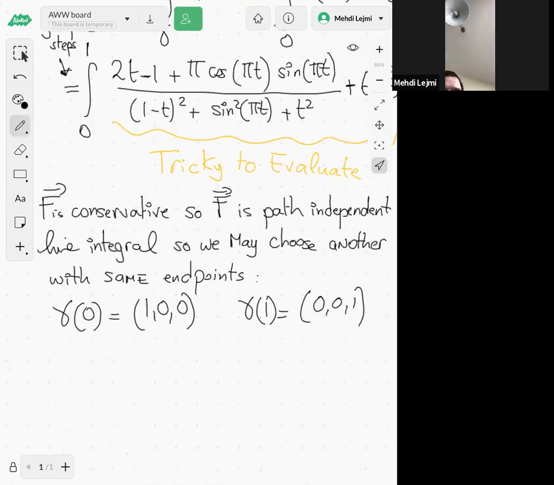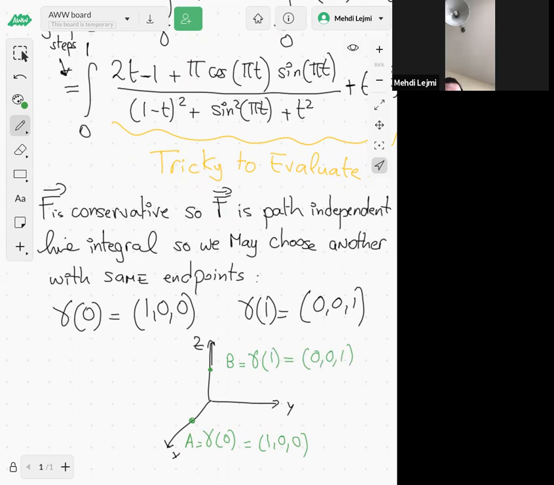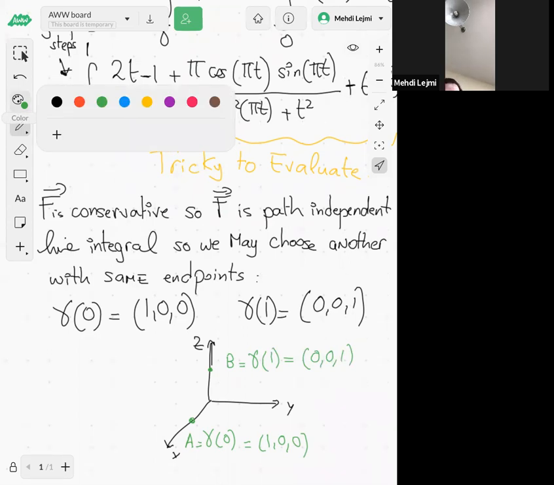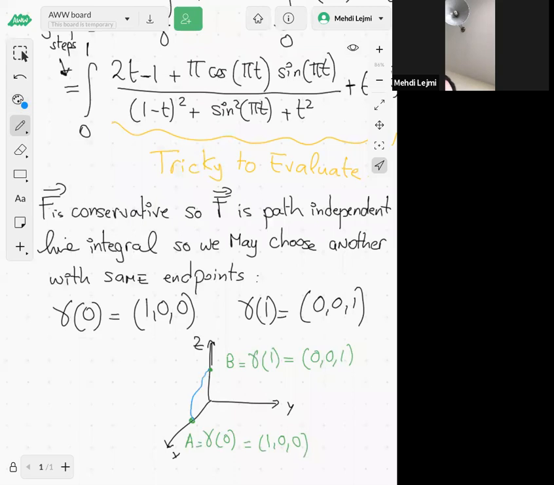Okay, so what we are saying is we have this path gamma. This is x here, this is z. This is the point gamma of 0. Let's call this point capital A, which is 1, 0, 0, right? And capital B, the terminal point, is gamma of 1, which is 0, 0, 1. And we have this path gamma, and we are moving from gamma of 0 to gamma of 1.